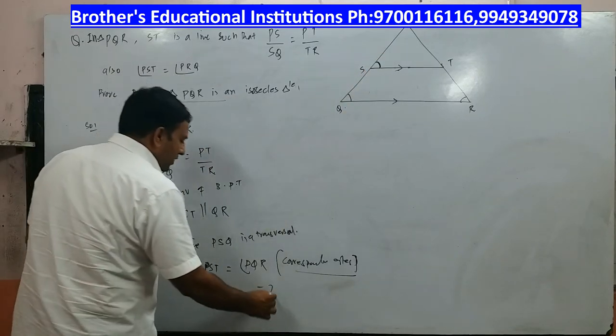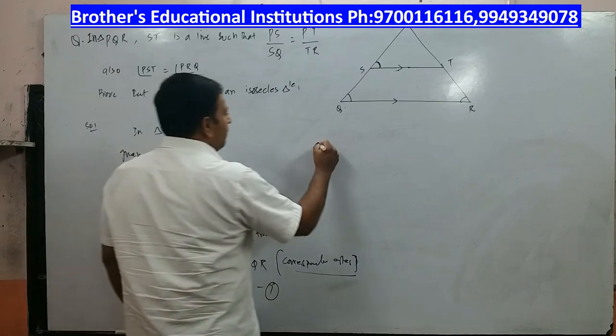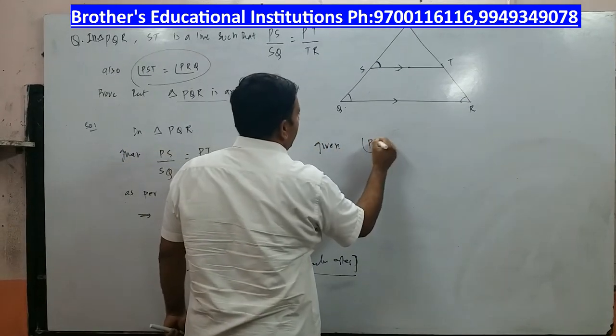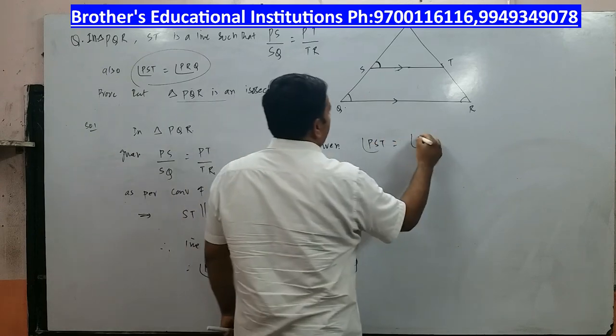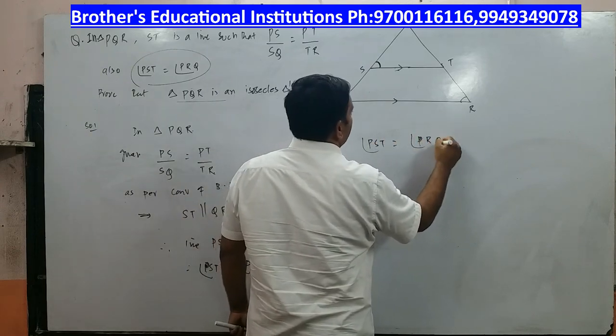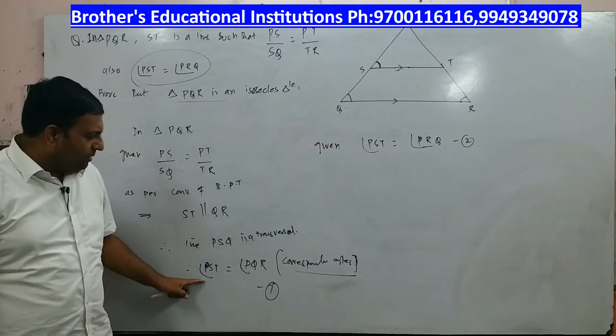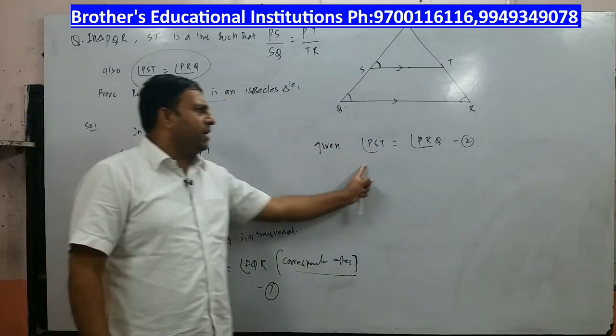Now I will call this equation 1, right? Given. Already it is given to you. What is given to you? Angle PST is equal to angle PRQ, right? I'll call this equation 2. Observe two statements very carefully. PST is equal to PQR, PST is equal to PRQ.